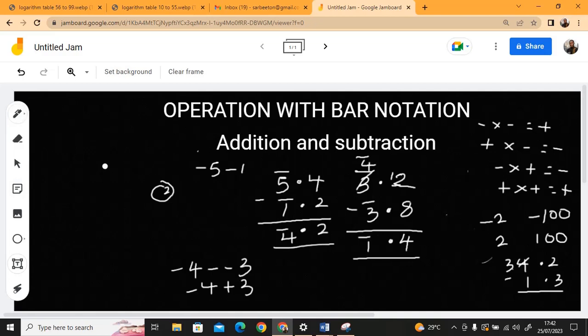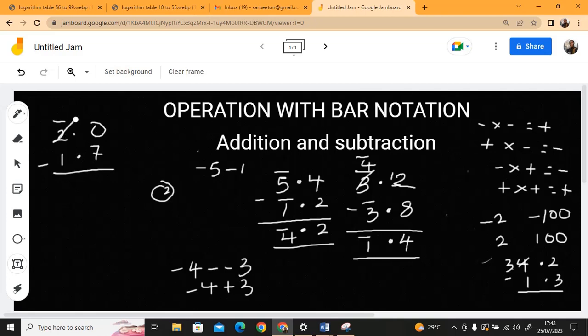Let's say you have, this is the last one here, bar 2.0 minus 1.7. Now try this on your own. Let me see your solution. You can pause the video. You borrow from here too.